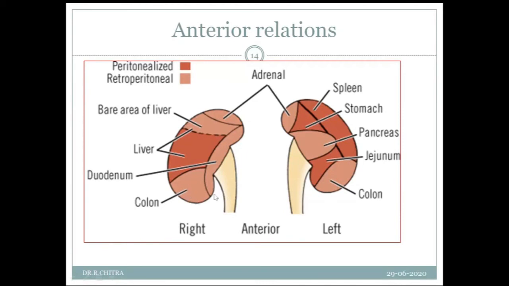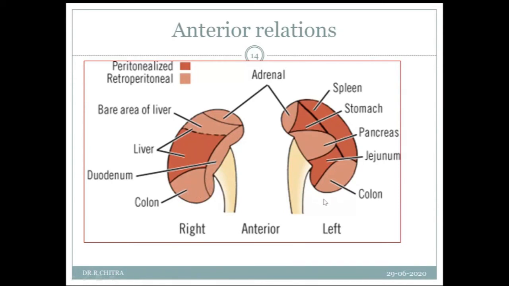In the lower part, related to the colic area, the lateral part of the lower pole is related to the right colic flexure. This is the colic area. The medial part is related to the jejunal coils. This is the peritoneal area and this is the non-peritoneal area. This is again a peritoneal area and this is a non-peritoneal area. So five relations we have seen on the right side anterior surface: liver, right suprarenal gland, second part of the duodenum, right colic flexure and coils of jejunum.